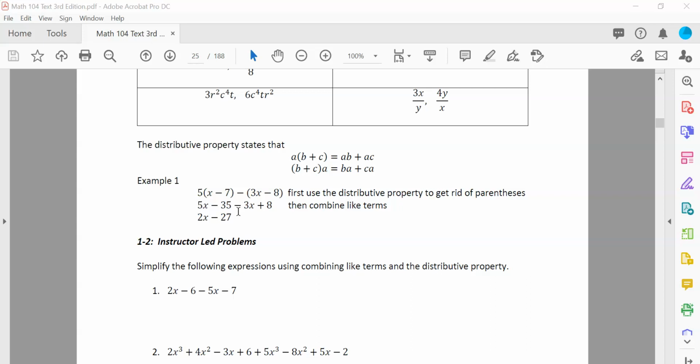Now we're going to do an opposite of 3x, so minus 3x. Here we have a minus 8. If I'm going to do the opposite of minus 8, that's a plus 8. And so that's how we distribute.